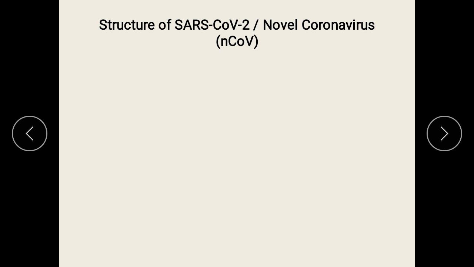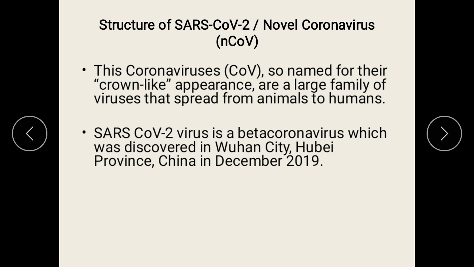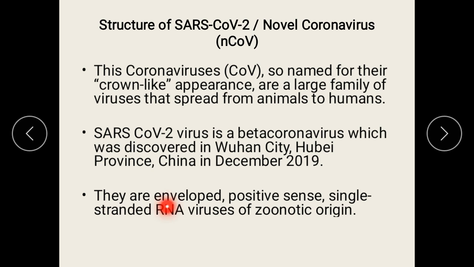So let's revise. This coronavirus is so named for its crown-like appearance, and is a large family of viruses spread from animals to humans. The SARS coronavirus is a beta coronavirus which was discovered in one city, Hubei province of China, in December 2019. They are enveloped, positive-sense, single-stranded RNA containing viruses of zoonotic origin. So we have discussed all this part in the previous lecture.